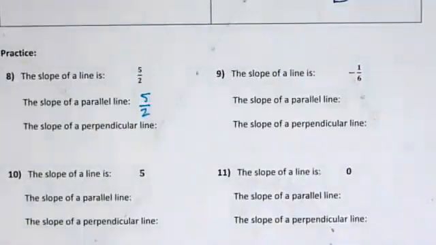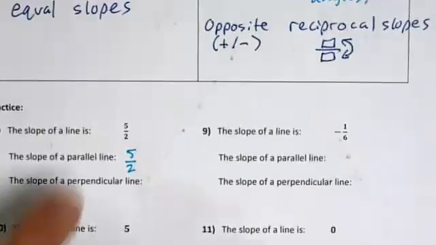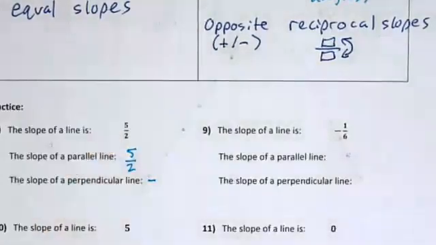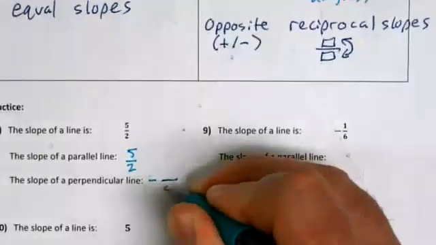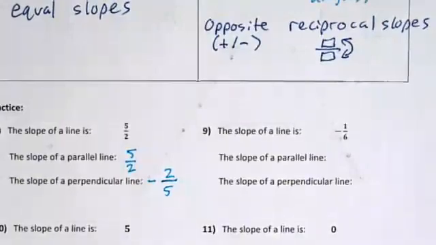But the slope of a perpendicular line would be different. We got to do two things. We need the opposite. So whatever the sign on this is, we need the opposite. That was a positive, so I need a negative. And we also need to take the reciprocal of that fraction. So flip it over. 5 was on the top, now it's on the bottom. 2 was on the bottom, now it's on the top. The slope of the perpendicular line would be -2/5. You get the idea? All right, let's do one more together. I'm going to do number 12 together.